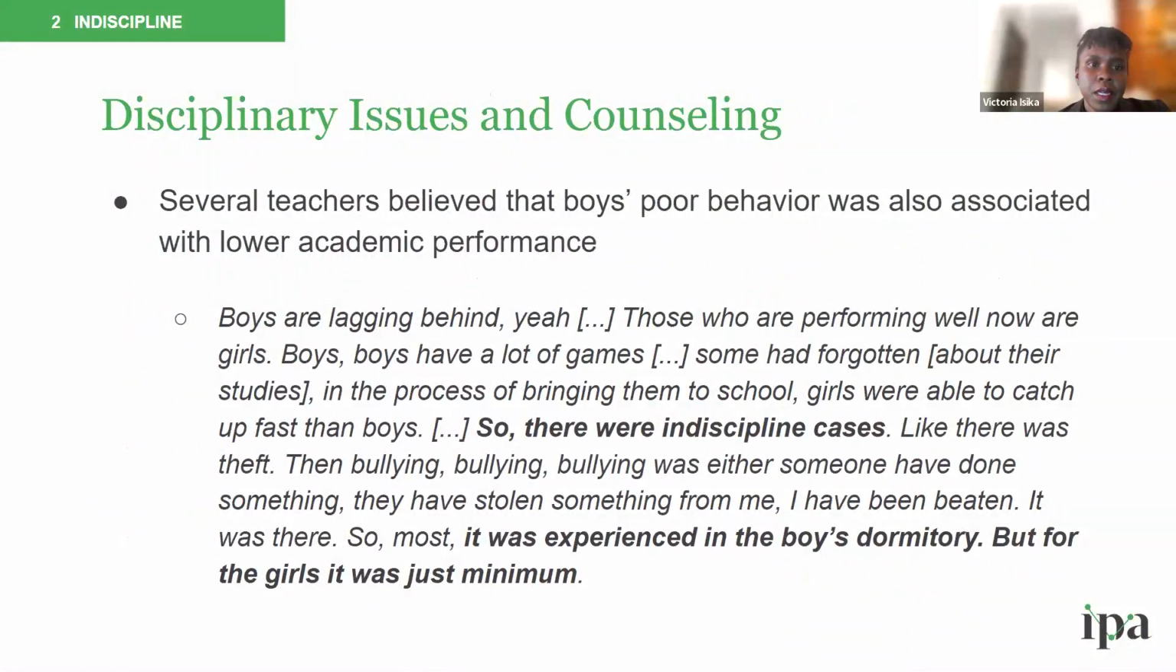In line with this second theme, several teachers in our sample believed that boys' poor behavior was associated with lower academic performance. This quote here signals that. This teacher, for example, basically said that there were high rates of indiscipline cases in their school, linking these concerning disciplinary cases with boys relative to girls.